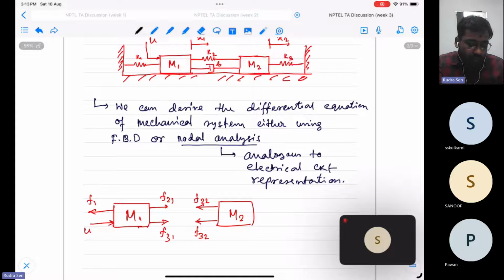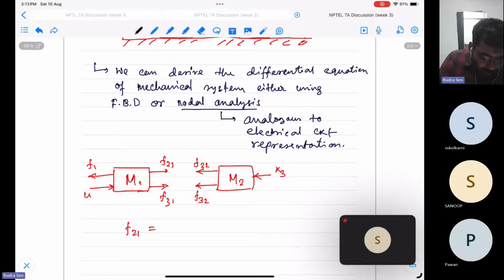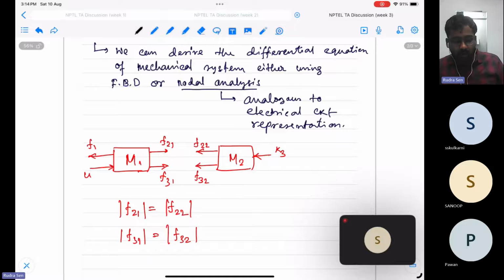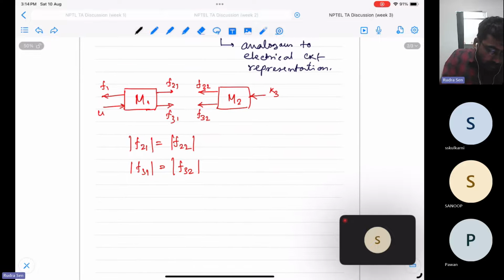So the similar force will be exerted on M1 and M2 due to K2 and B. This F21 and F31, sorry, F21 and F22 are basically equal in nature but opposite in direction. The magnitude of F21 and F22 are equal, and the magnitude of F31 and F32 are equal. Okay. So now what are the forces that are acting on the system?